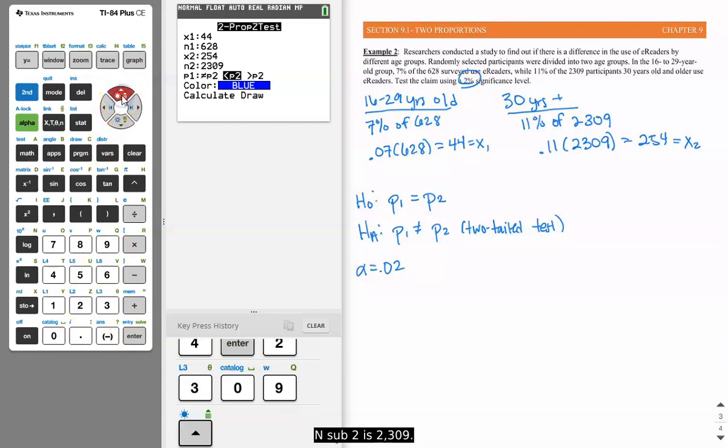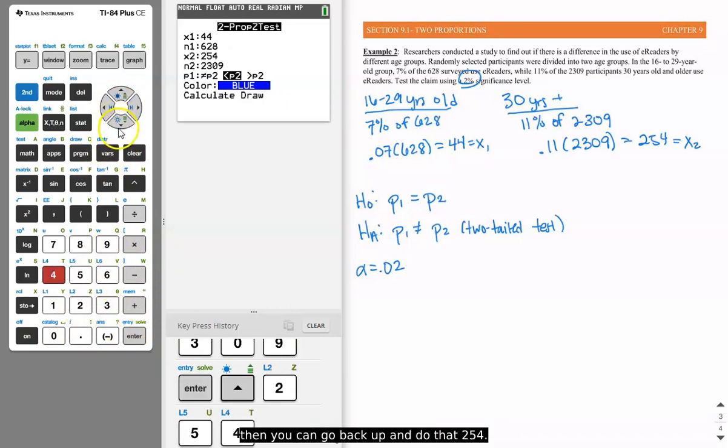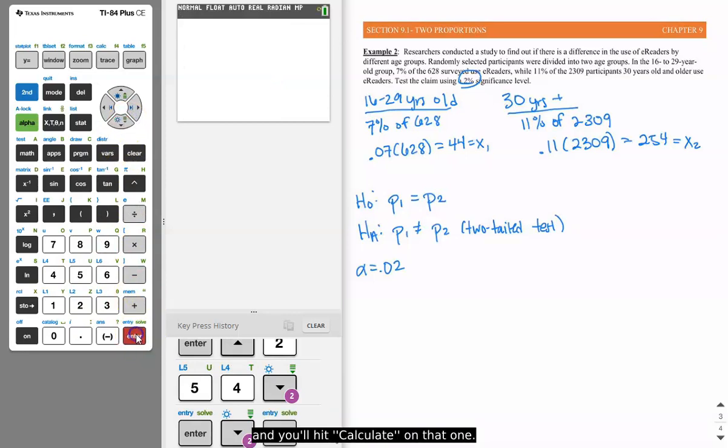Now there is a way, so like for x sub 2, we typed 0.11. You could do this in your calculator: 0.11 times 2309. It'll write it as a decimal, and then you can go back up and do that 254. Okay. And then we have the not equal to for the alternative. Don't really care about the color, and we'll hit calculate on that one.